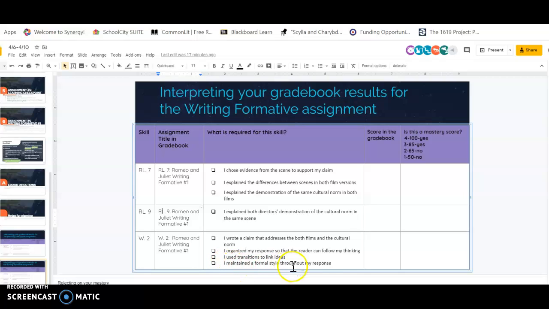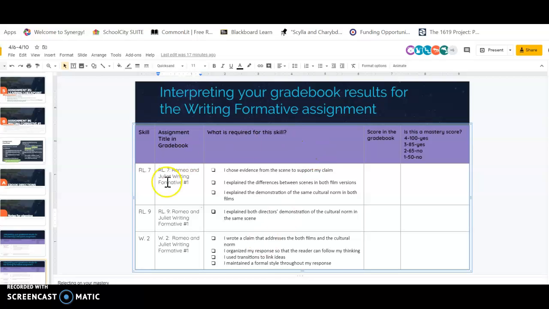And then finally, did you use formal style? Remember, formal style is using third person, using all present tense, and using the type of words and phrases that an academic writer uses. So make sure that you've interpreted those gradebook scores just like we would in class, and these criteria should help you see if you need to redo something, what it is that you need to fix.